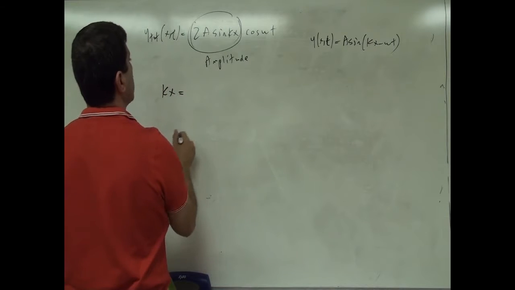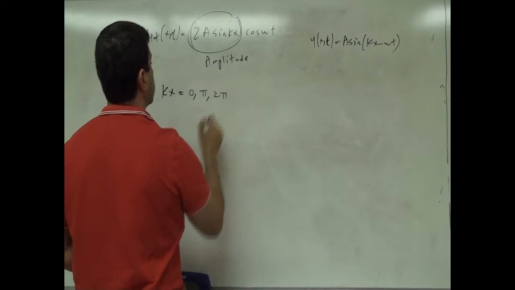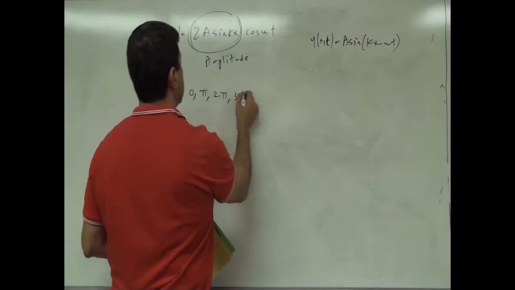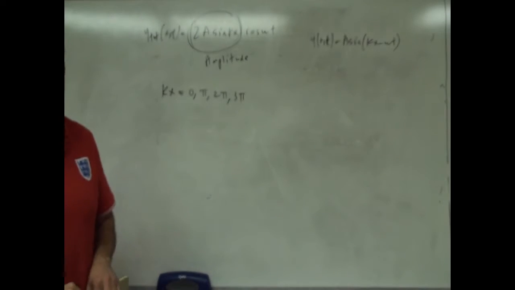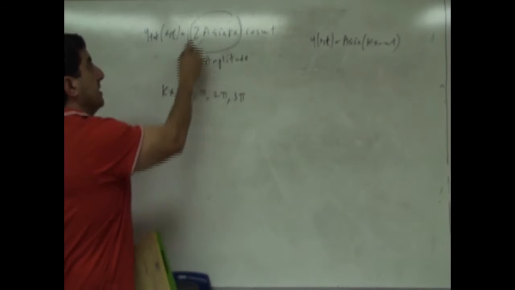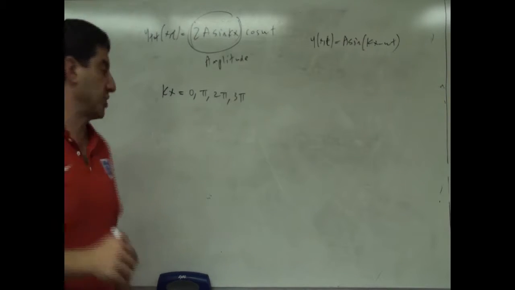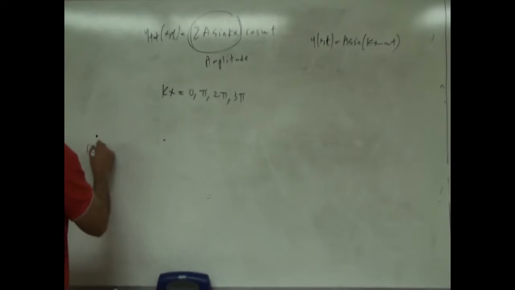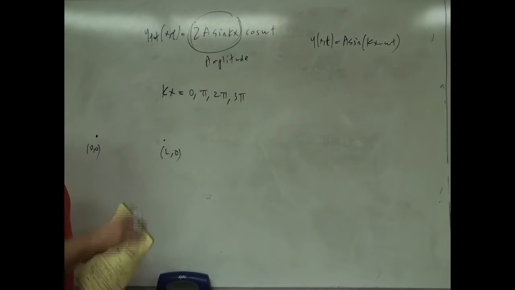If kx is equal to what? 0 or pi or 2 pi, what's going to happen? Sine of 0, sine of pi, sine of 2 pi, sine of 3 pi, that's equal to 0, right? So at those points, the wave is always going to be basically standing still. It's not going to move up and down as a function of time. So imagine that this is a string like this. This is 0, and the length of the string is L, right? So at which points is the wave going to be standing still?